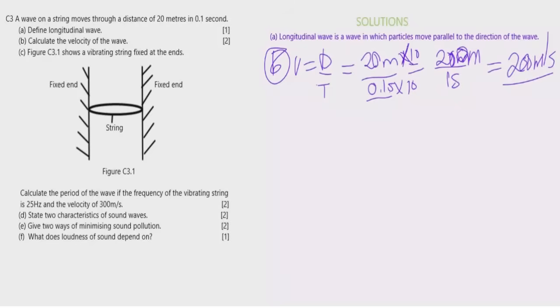You can take time and study the diagram. Now the actual question is: calculate the period of the wave if the frequency of the vibrating string is 25 Hz and the velocity is 300 meters per second. So we want to calculate the period. How do we calculate the period? So I'm going to say C.